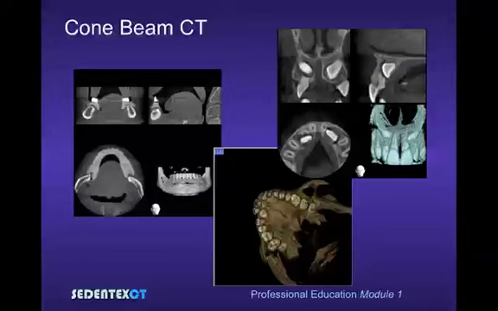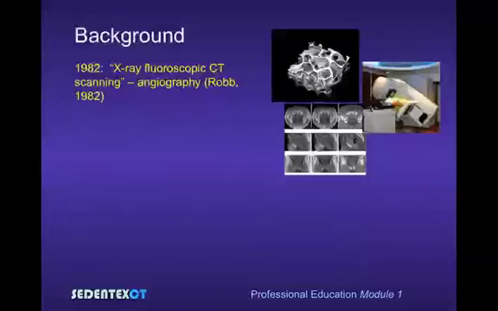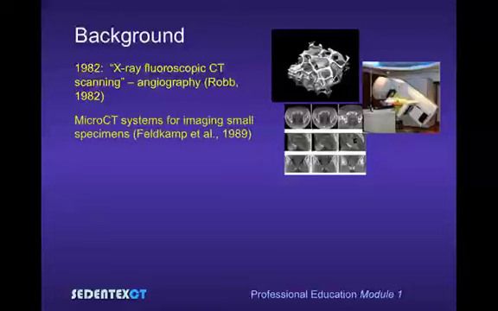So how does the technology of cone beam CT work? Well, let's think about the background first of all. Where does cone beam CT come from? Well, the history goes back to the 80s when X-ray fluoroscopic CT scanning was first devised for angiography by Rob. Micro-CT systems for imaging small specimens were developed in the late 1980s and are used widely today in research applications.